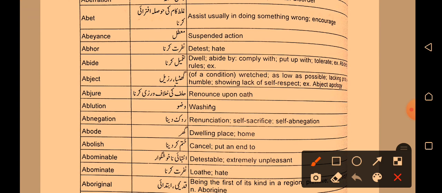Other word we have is ablution. Ablution means washing, to wash your hand.